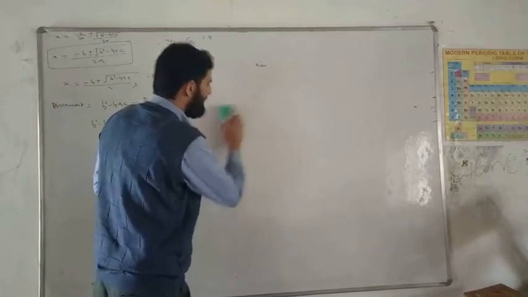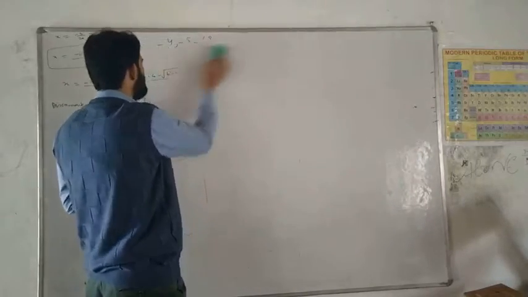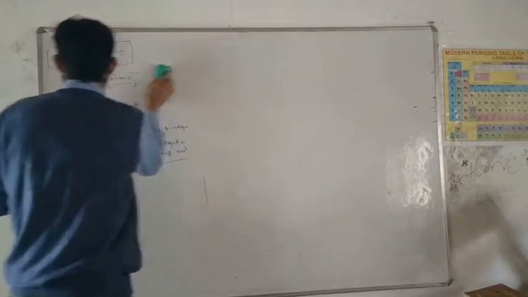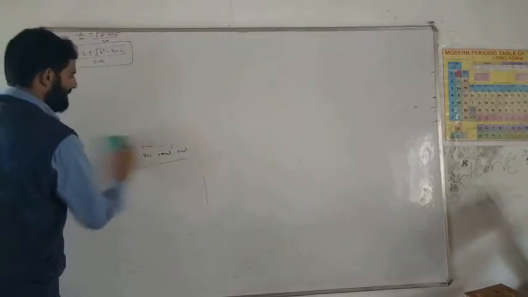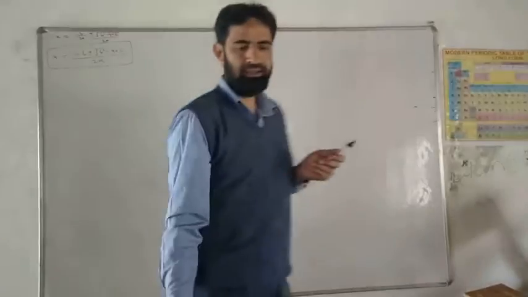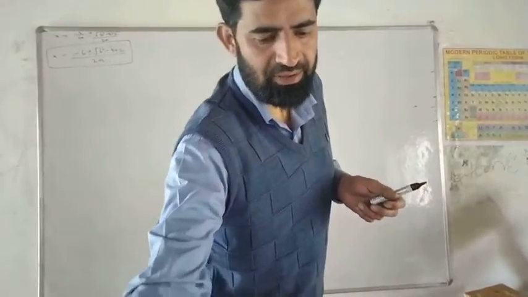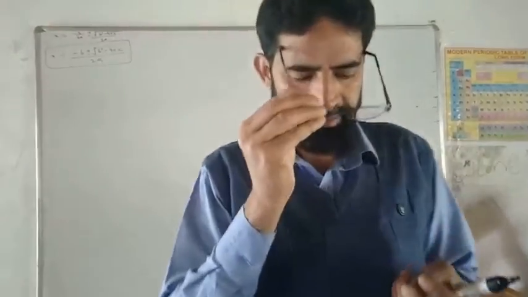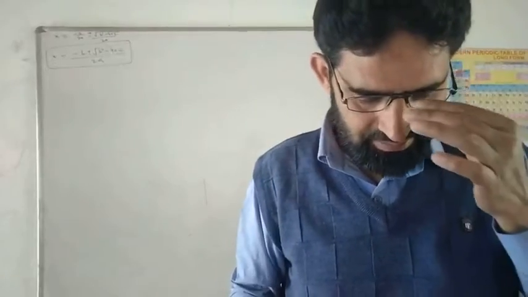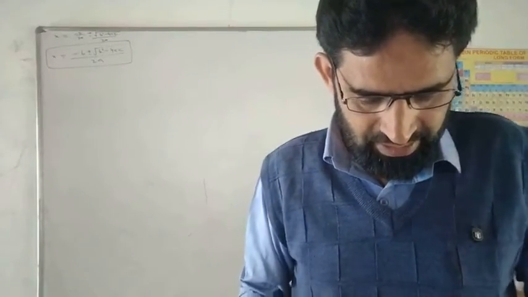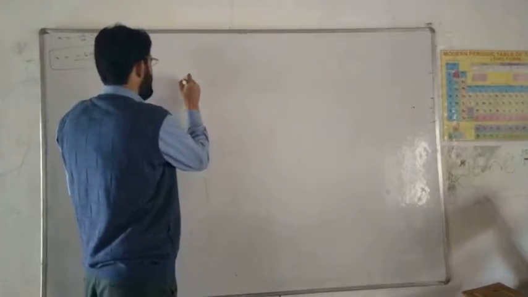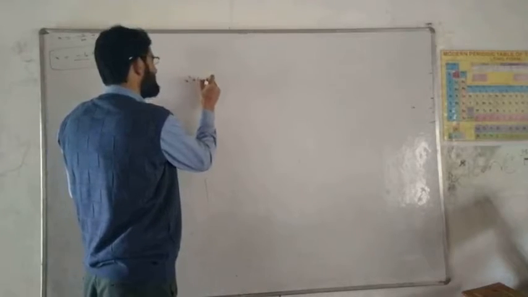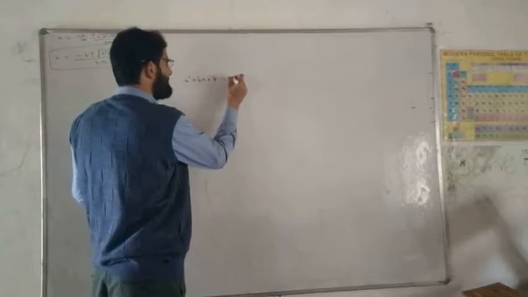So, two methods we have already discussed. Now, the third and important method, that is the quadratic formula method, and this is so simple. Now this is x square plus 6x plus 8 is equal to 0.